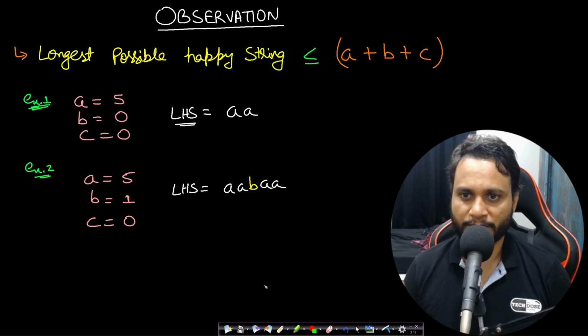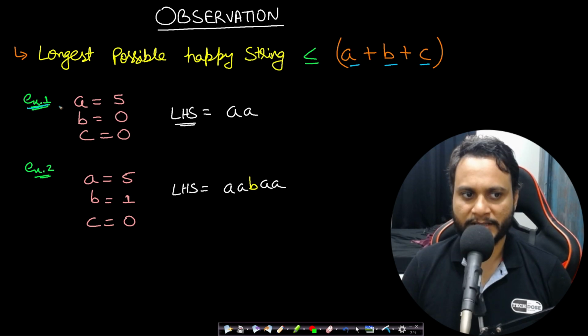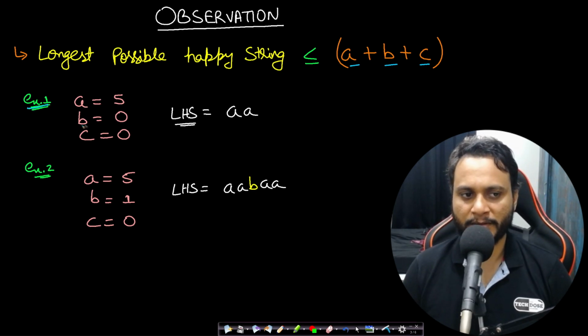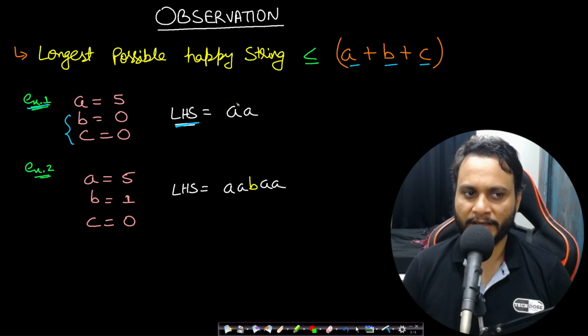Now let's look at some observation which will help us building our solution. So the longest possible happy string will always be less than or equal to the frequency of A plus B plus C. Let's look at a few examples. In example 1, we have A equals to 5, B equals to 0, C equals to 0. So our longest happy string cannot be more than length 2. Okay, and it will be AA because there are no instances of B and C. So I cannot write B and C. But if you write another A, then this is an unallowed substring. So we cannot write a AAA.